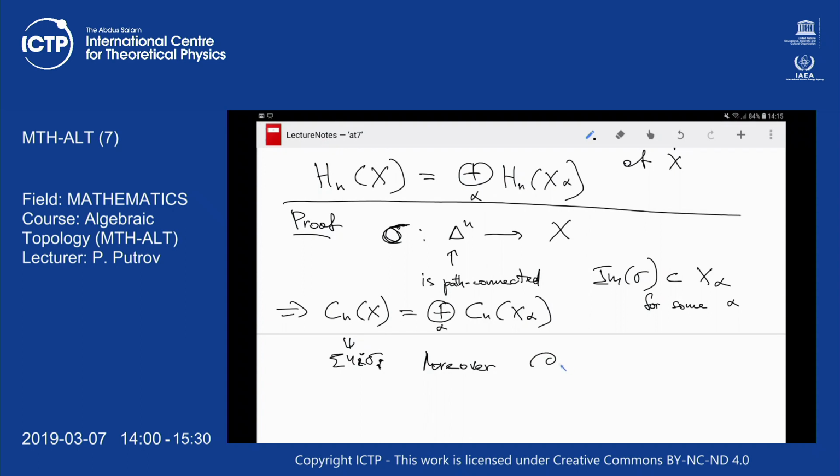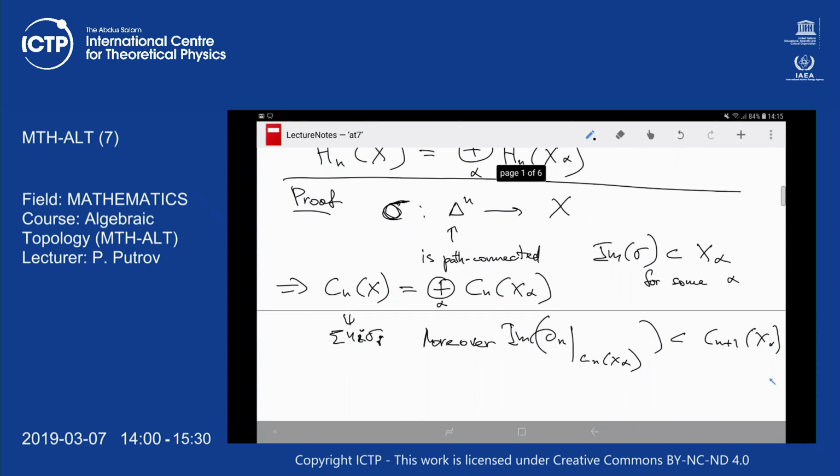And moreover, if we consider the boundary homomorphism restricted to the subgroup Cn X alpha, its image will obviously be in Cn minus 1 X alpha. So this just follows from the definition of the boundary homomorphism.